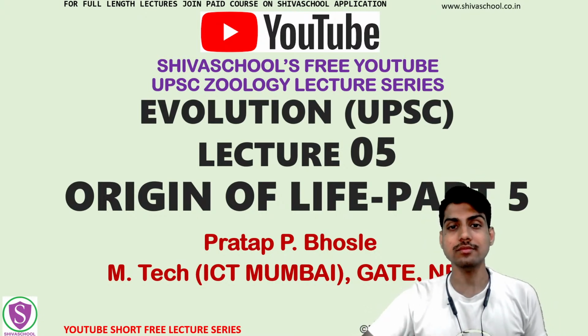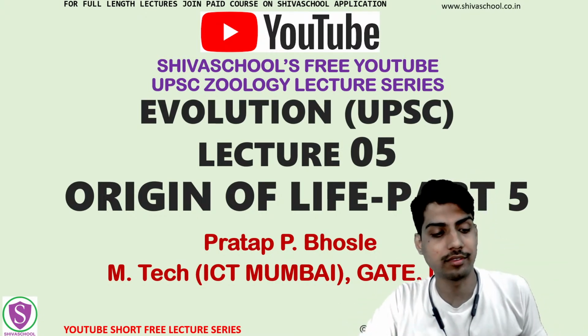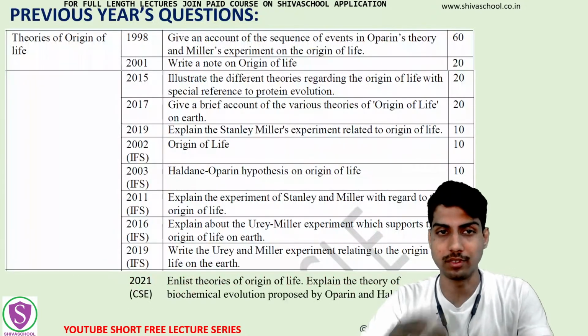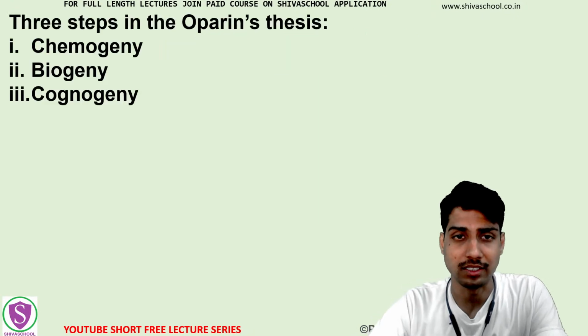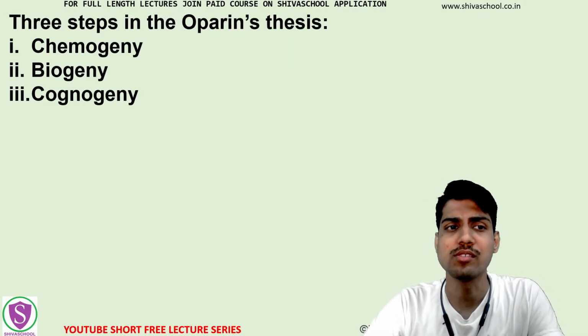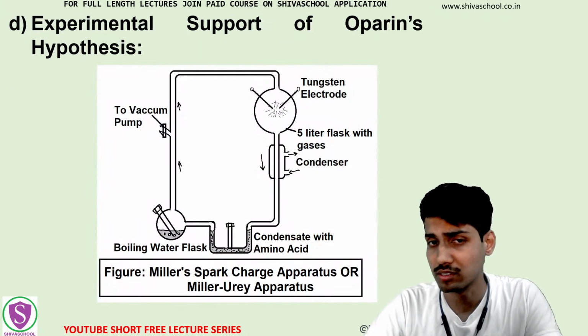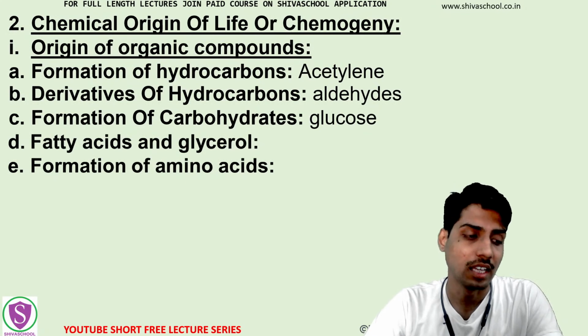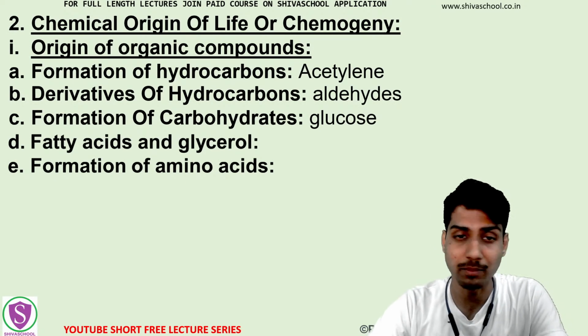Okay, we will start with our next lecture, that is the fifth part of the origin of life. Before starting, let's see what points we have already seen. We have seen these different theories of the origin, including the Oparin theory, chemogeny and biogeny. We have seen an experimental model to prove the Oparin theory, that is Miller's apparatus.